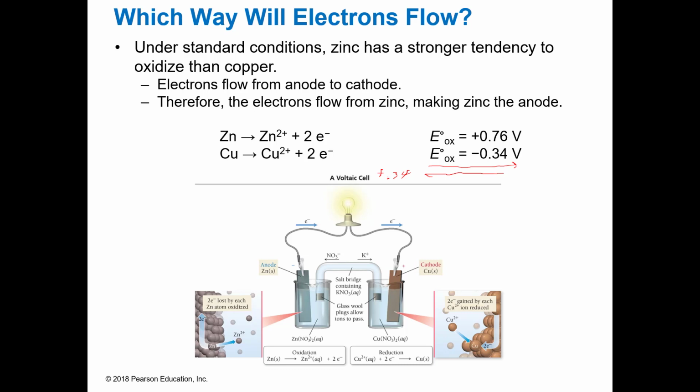All right, and so if we add those two together, we will get the overall cell potential, which would be 1.10 volts, because you would add this plus the reverse of that, so the total cell potential of this would be 1.10 volts. And because it's a positive value, it's a spontaneous reaction, and we do have a battery here.